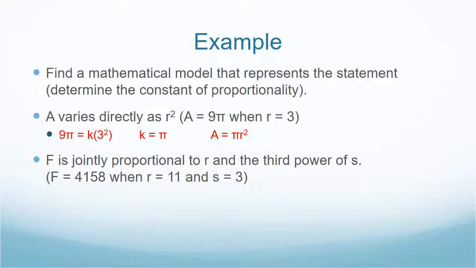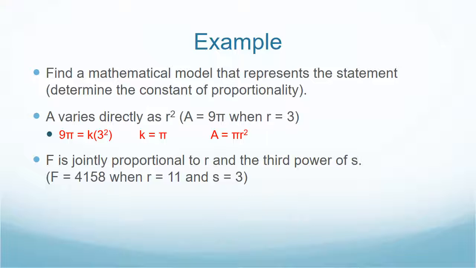Okay, we have that A varies directly as R squared, and A is 9 pi when R is 3. So we have A equals K R squared. So 9 pi equals K times 3 squared, or 9 pi equals K times 9. So K is pi. So A equals pi R squared.